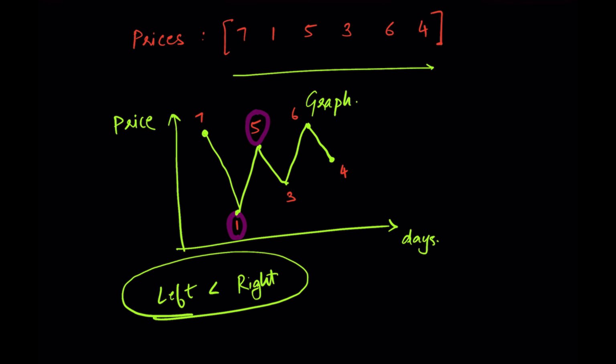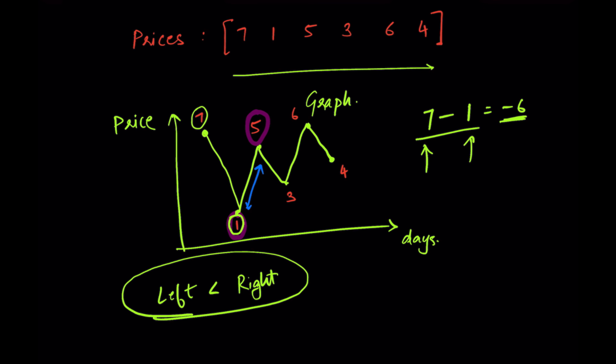For example, if you look at day number 1, the value of the stock is 7, and the next day the stock is dropping to 1. So if we try to calculate the profit between the two, the result is going to be minus 6, which is not a profit, it's actually a loss. So no one would want to buy the stock for 7 and sell it for 1.